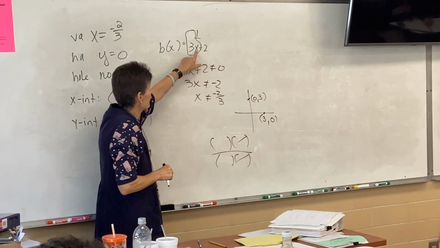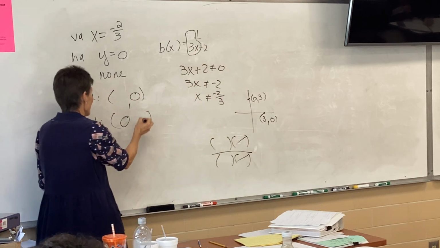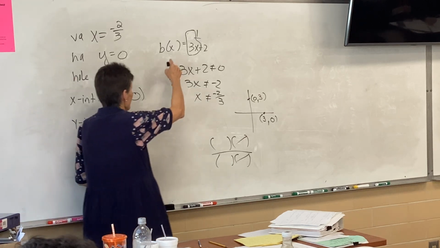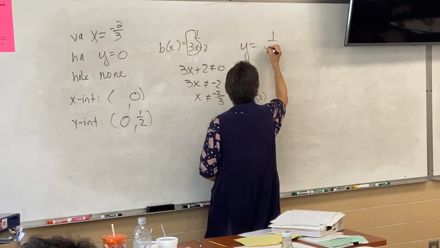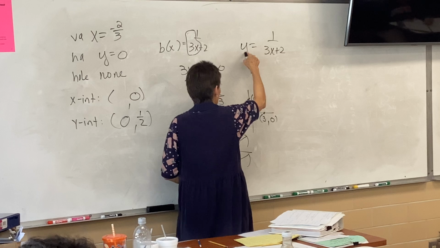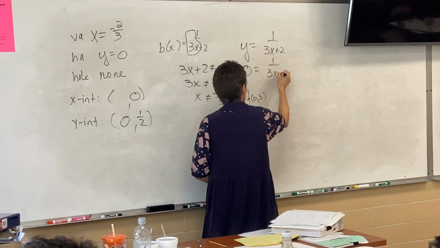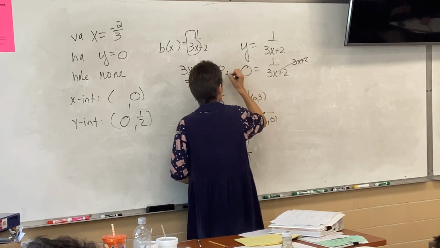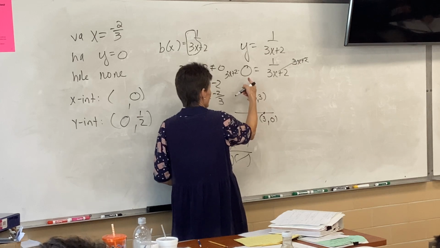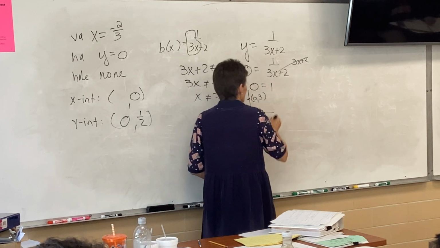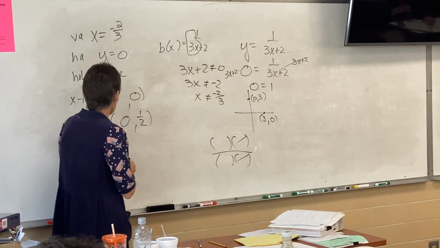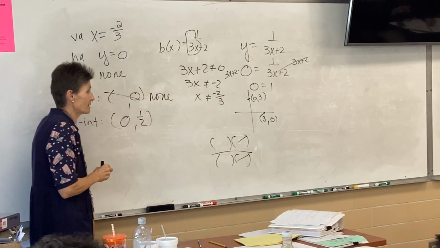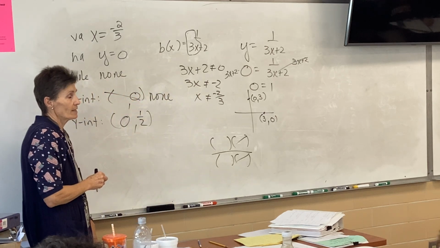So what do you got? If you put 0 in there, you're going to have 1 over 2. That's your y-intercept. Now, remember, that's y. So y equals 1 over 3x plus 2. If I put a 0 in for my y, now I'm going to multiply both sides by 3x plus 2. And what happens over here? It's still 0. Can 0 equal 1? So there's none of these. There's no x-intercept. This thing doesn't cross the x-axis.